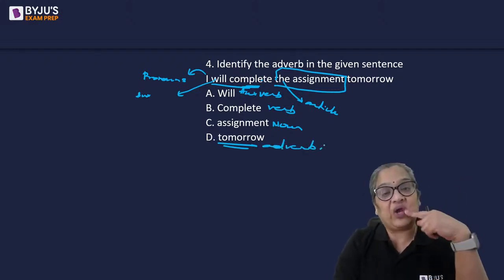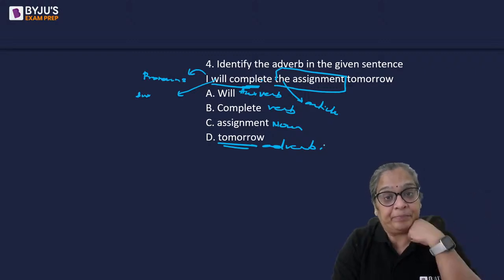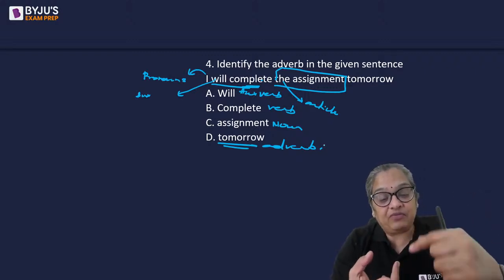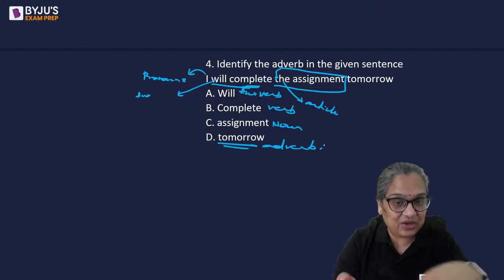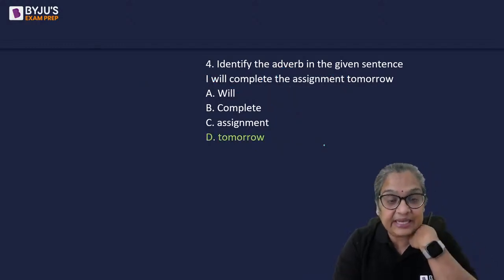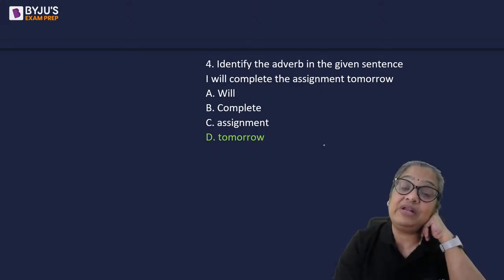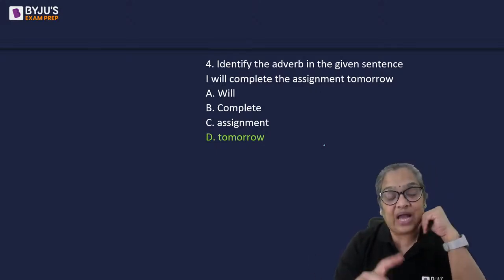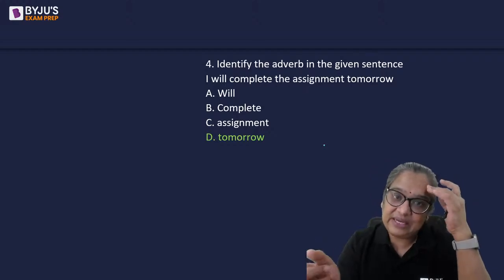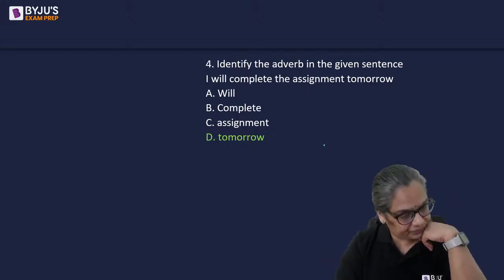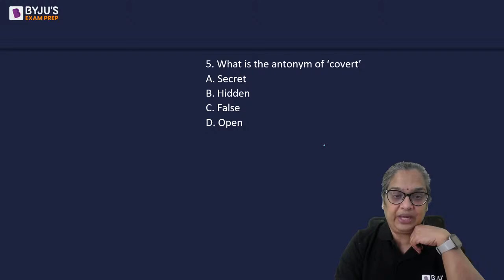When will you do it? Adverb of time. You have adverb of time, adverb of place, adverb of frequency. All right, so the answer is D, tomorrow. There are adverbs of time. I will do it later. I will do the work later. Later is the adverb. All right, okay.